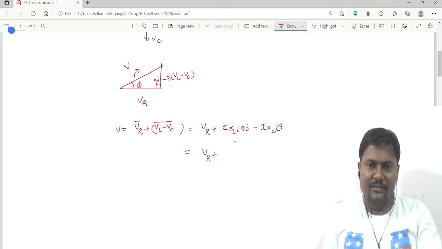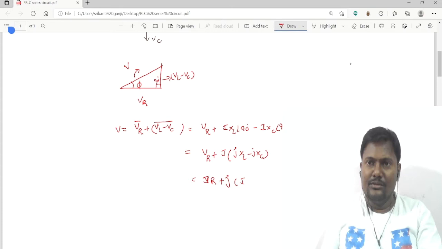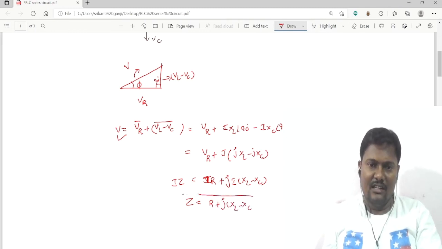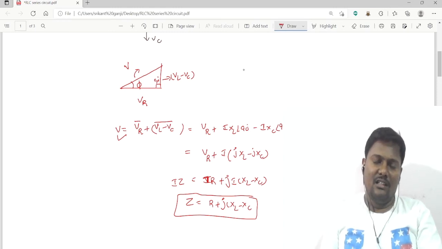So VR plus, if you take I common, jXL minus jXC. VR is I into R, plus j times I into XL minus XC. So V can be written as I into Z. I will be cancelled, then Z is equal to R plus j times XL minus XC. From this we get the voltage triangle and the impedance triangle.